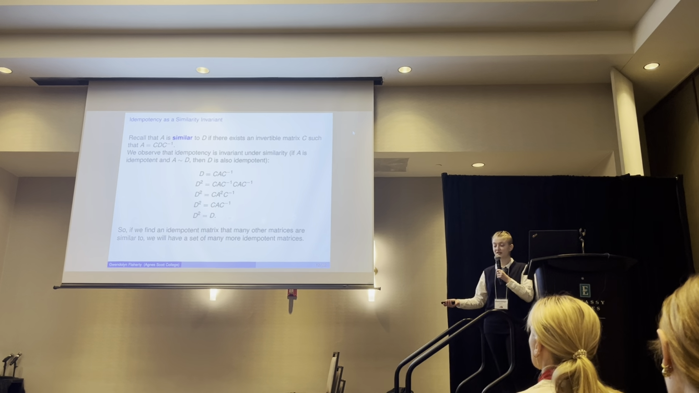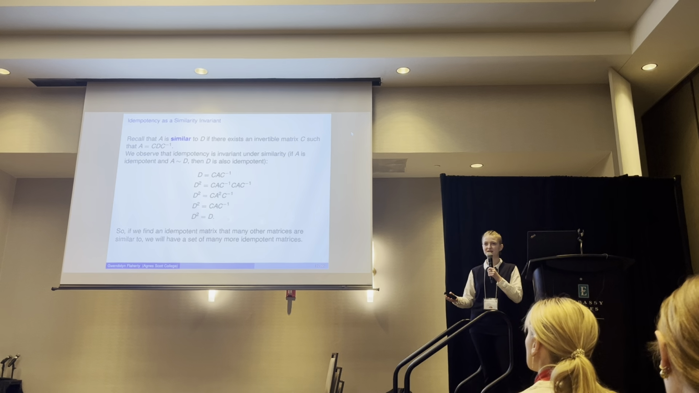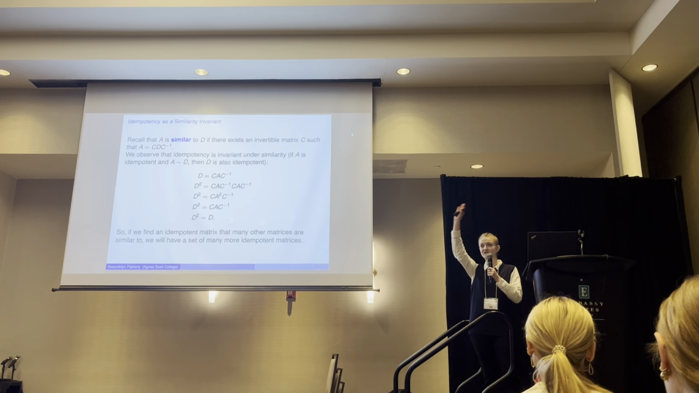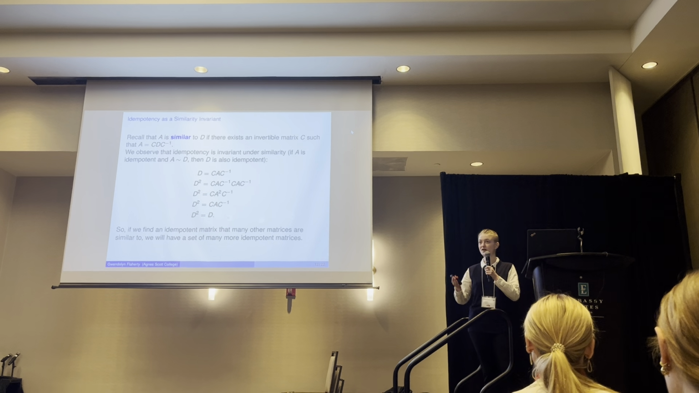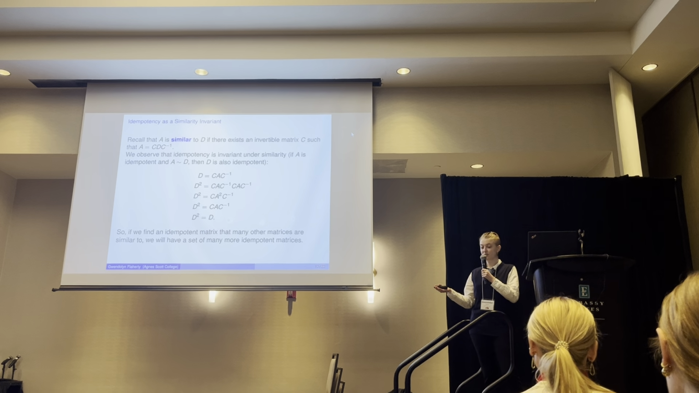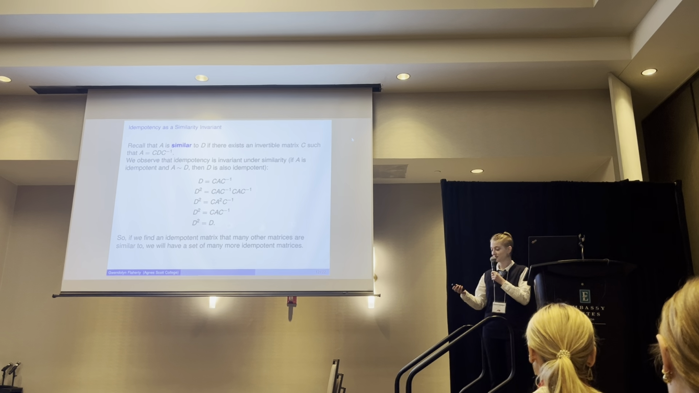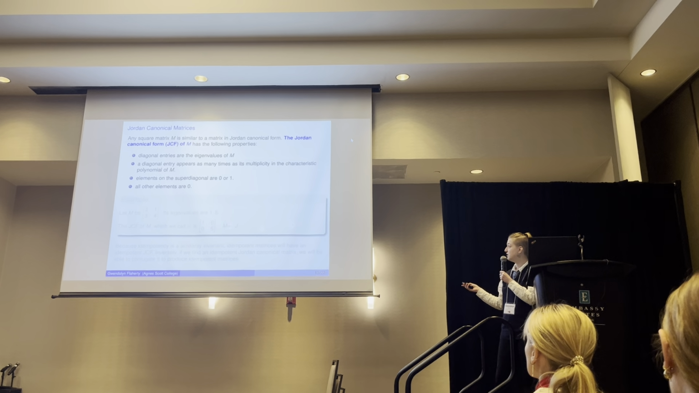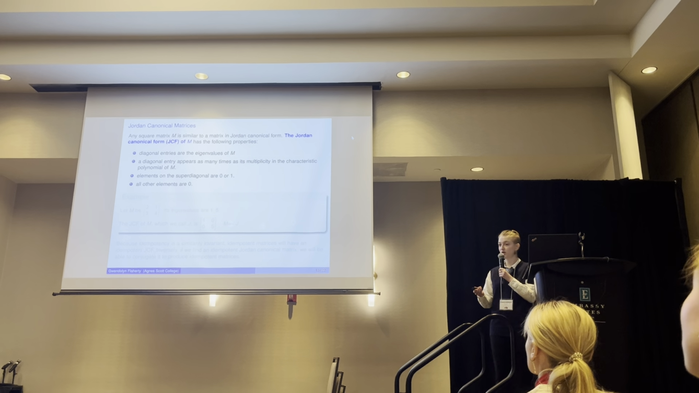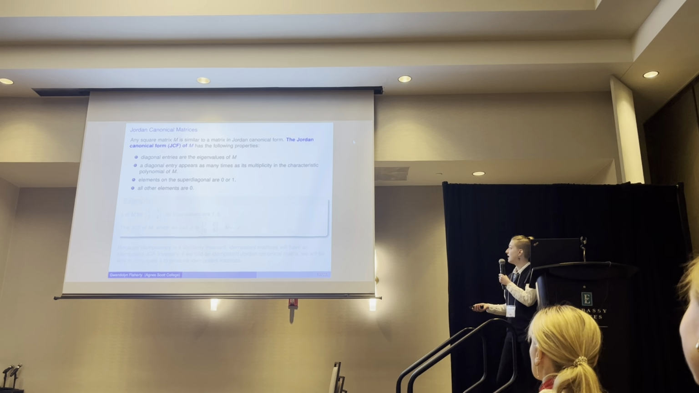This is cool because if we can find some idempotent matrix that when you conjugate it, it generates this massive group of other matrices, all of those other matrices will also be idempotent. And a good matrix that we can use to do this is something called a Jordan canonical matrix.